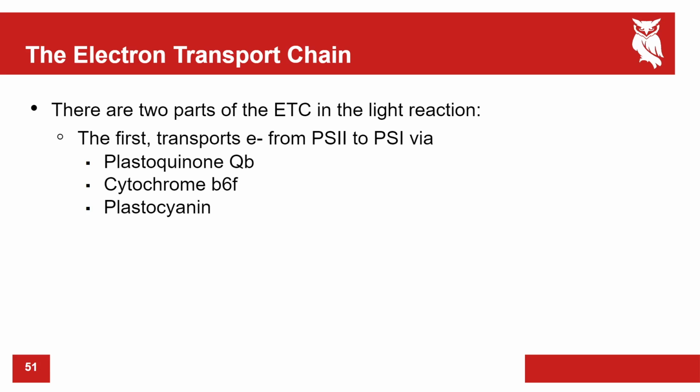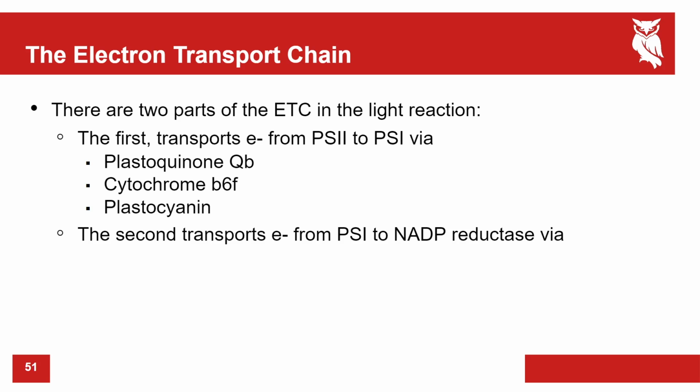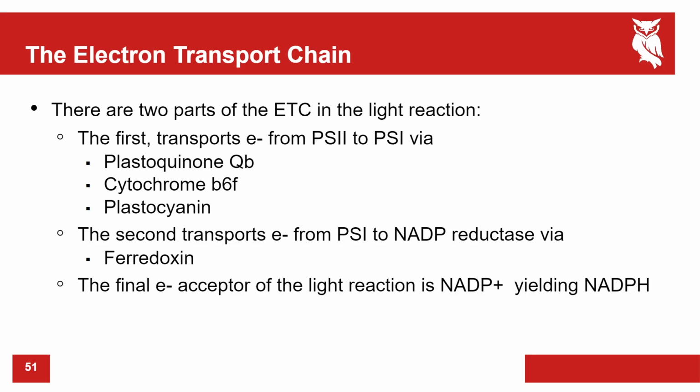If you need to know the proteins in the electron transport chain, just remember PCP. The second part transports the electrons from photosystem 1 to NADP reductase via ferredoxin. The final electron acceptor of the light reaction is NADP+, yielding NADPH. So the light reactions make ATP and NADPH using photosystems and electron transport chains.